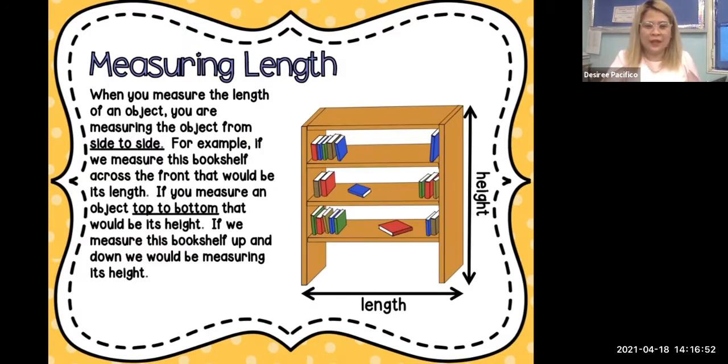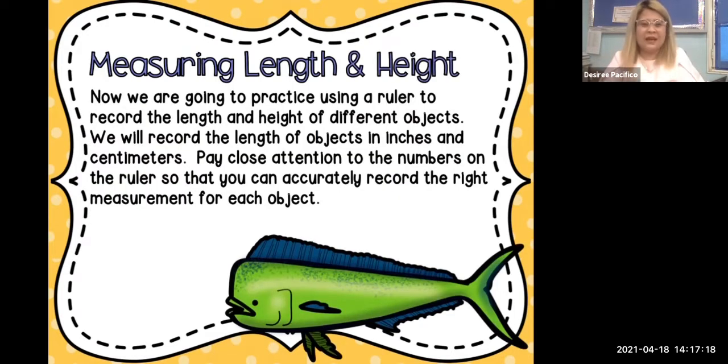When you measure the length of an object, you are measuring the object from side to side. For example, if we measure this bookshelf across the front, that would be its length. If you measure an object from top to bottom, that would be its height. If we measure this bookshelf up and down, we would be measuring its height. Now we're going to practice using a ruler to record the length and height of different objects.